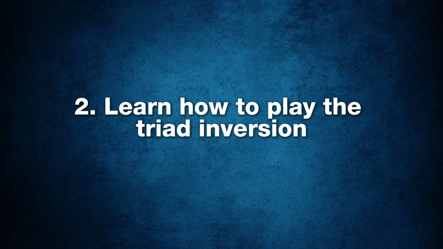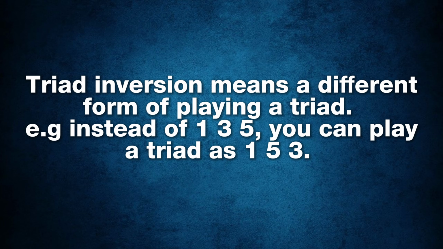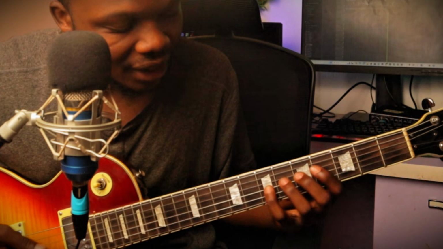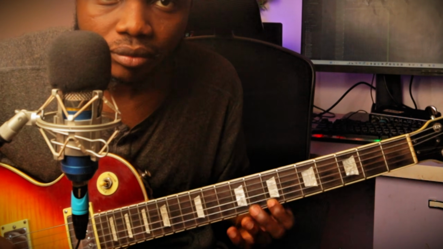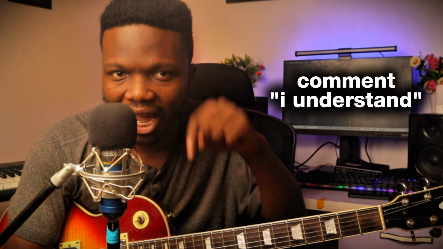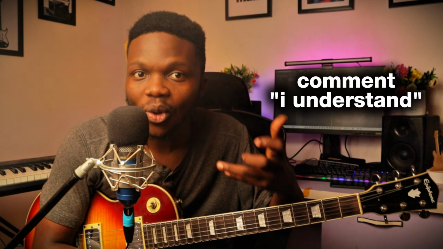So once you understand that concept, the next thing is to be able to play these triads using different inversions. So what I did in the beginning was to play an inversion. An inversion simply means a different form of the same thing. So this triad here, we can play it down here. But let me be sure that you get this video to this point. So I want you to comment "I understand" in the comment section so that I'm sure you are following.